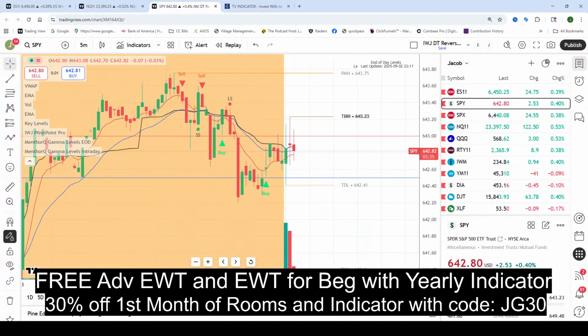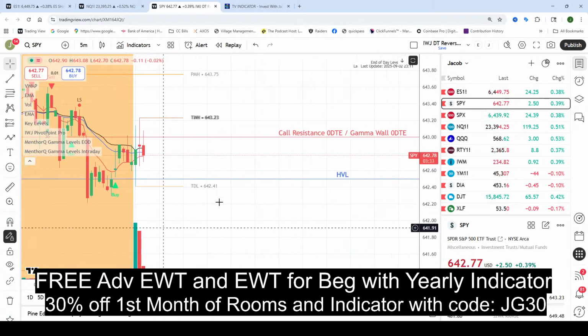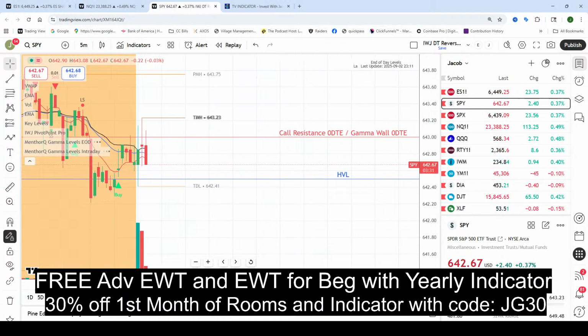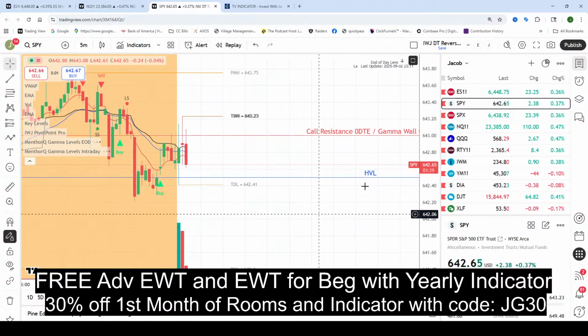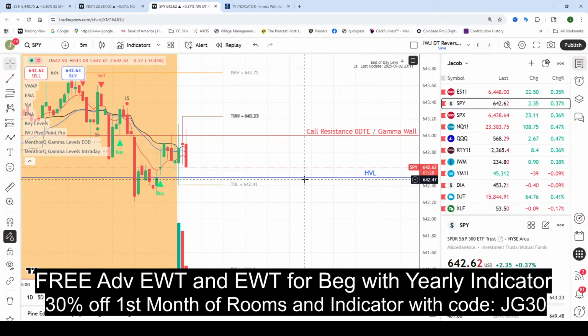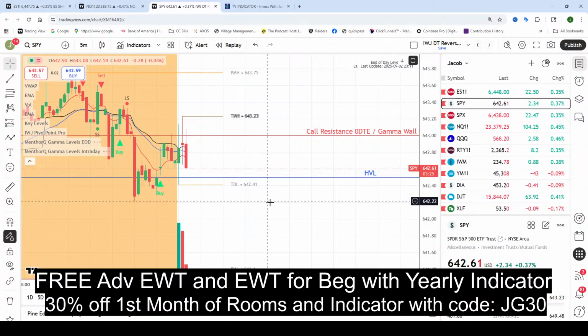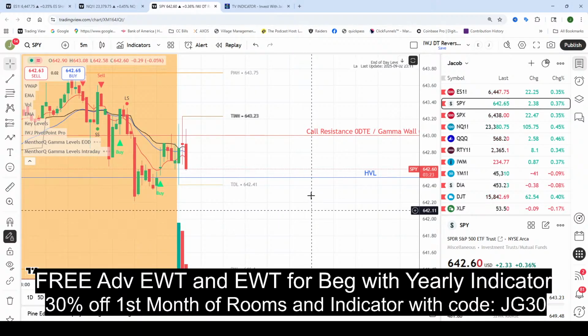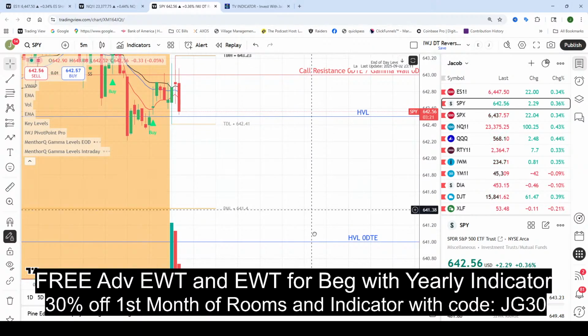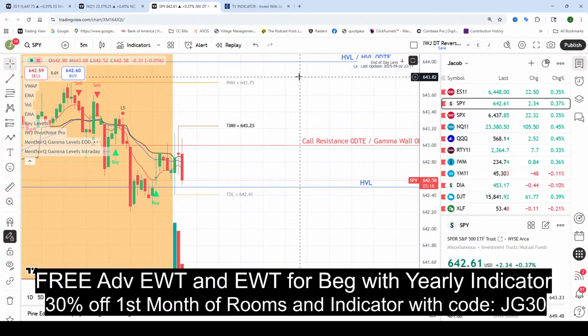We're at call resistance right here. If we zoom over, you can see our call resistance level in the red line. And so you've got a high volume level. You're basically trapped between these two levels right now. If one of them breaks, then we should see either 641 or 644 next.